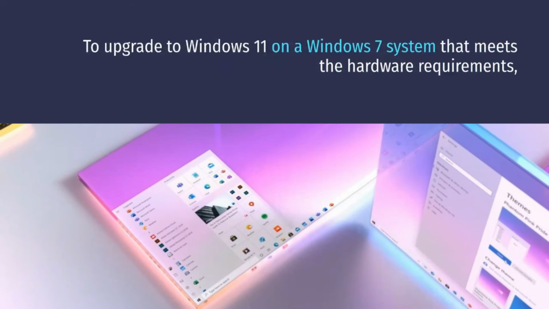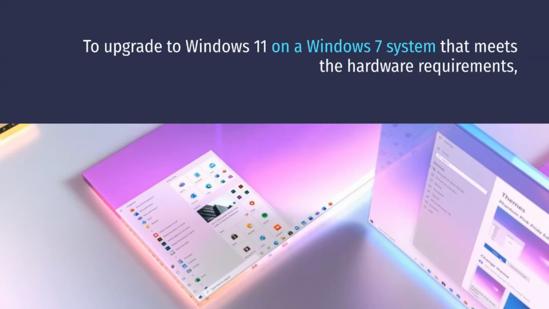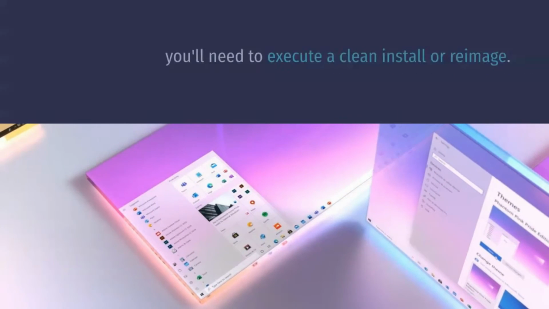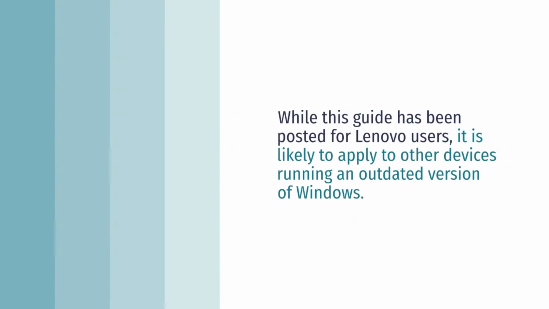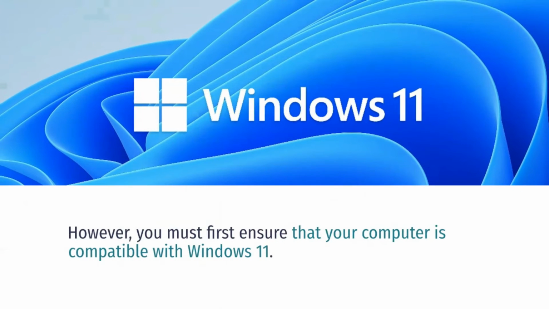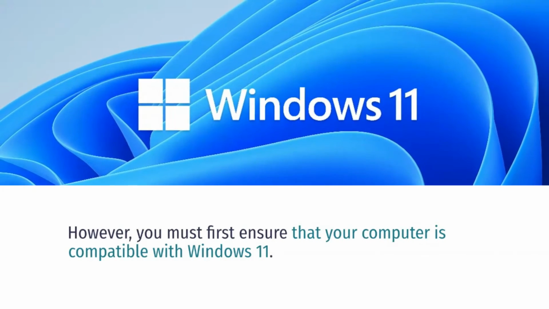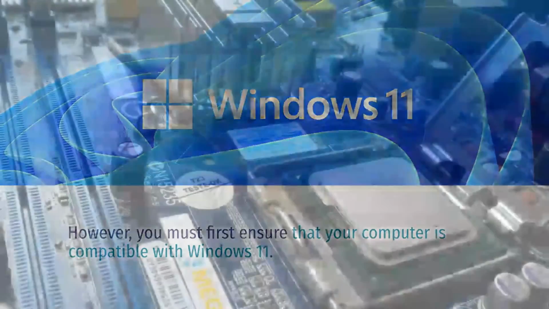To upgrade to Windows 11 on a Windows 7 system that meets the hardware requirements, you'll need to execute a clean install or reimage. While this guide has been posted for Lenovo users, it is likely to apply to other devices running an outdated version of Windows. However, you must first ensure that your computer is compatible with Windows 11.